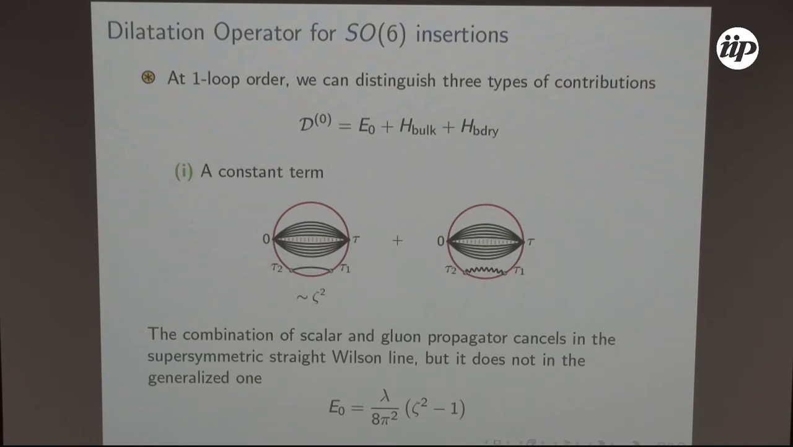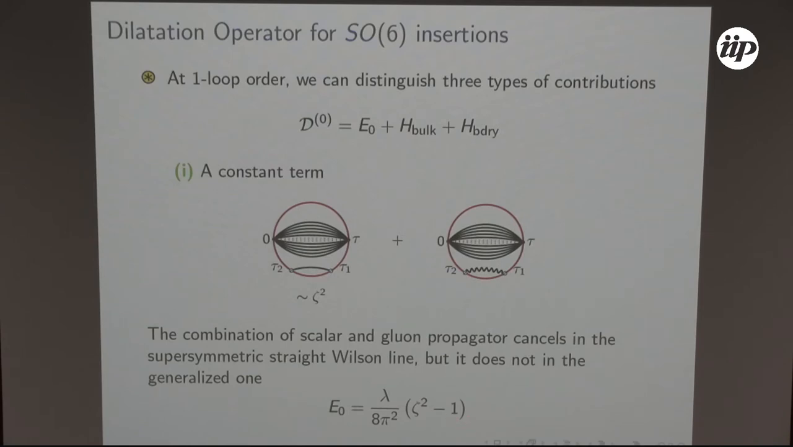Typically, when you do this for the supersymmetric Wilson loop in the straight line, the propagator of the scalar fields cancels precisely with the propagator of gauge fields. And because of that, when you take a straight Wilson line, locally supersymmetric, there is no quantum correction, and its expectation value is exactly one. Right? But now, we are not considering this case. When you do the propagator, now you have an extra coefficient in front of the scalar fields. So when you compute this scalar propagator, you get a zeta square factor. So this contributes with a constant term, which is non-vanishing, unless you are in the locally supersymmetric case. But if you are not, this contributes to the anomalous dimension of this insertion with a constant term, which is proportional to zeta square minus one.